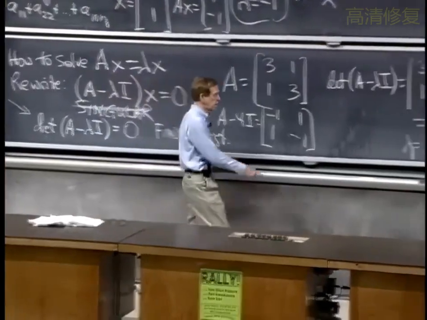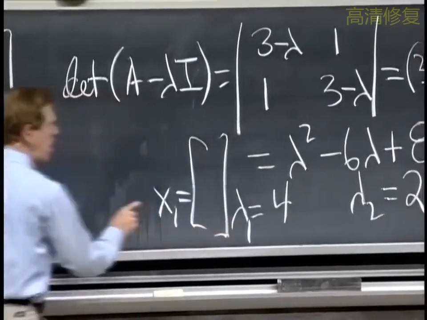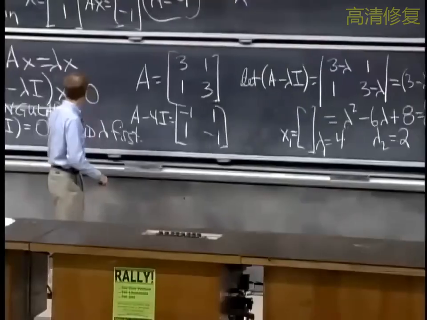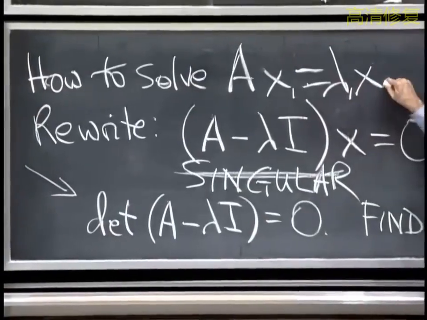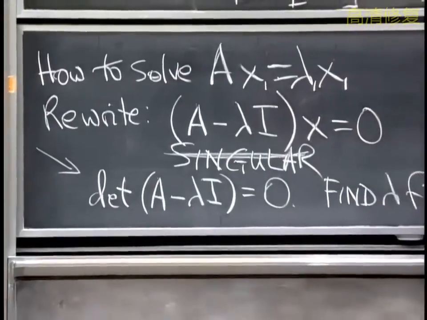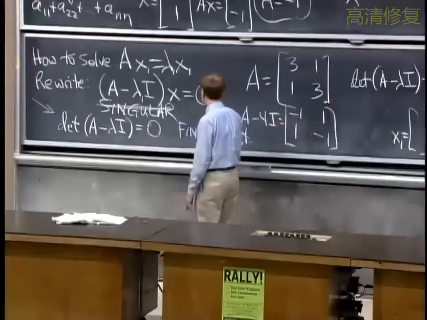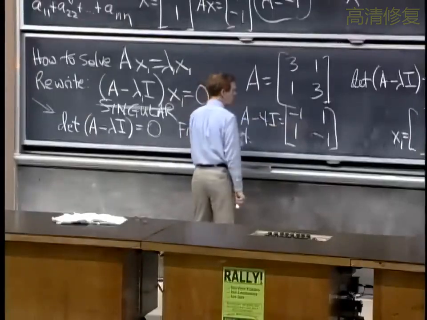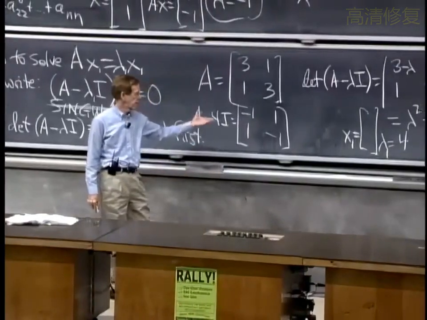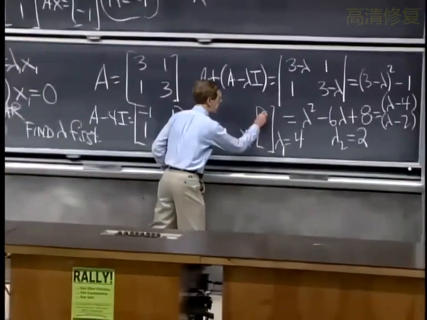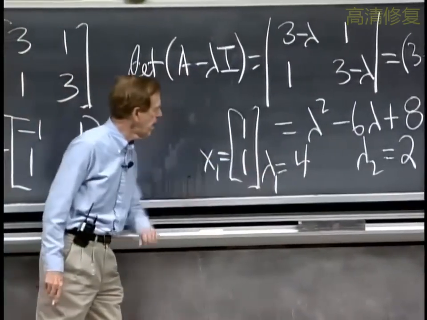So what's the x1 that goes with the lambda 1? Now I'm doing A x1 equals lambda 1 x1. So I took A minus lambda 1 I, that's this matrix, and now I'm looking for the x1 in its null space, and who is he? What's the vector x in the null space? Of course, it's 1, 1. So that's the eigenvector that goes with that eigenvalue.